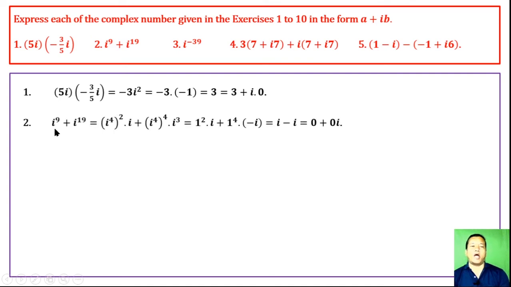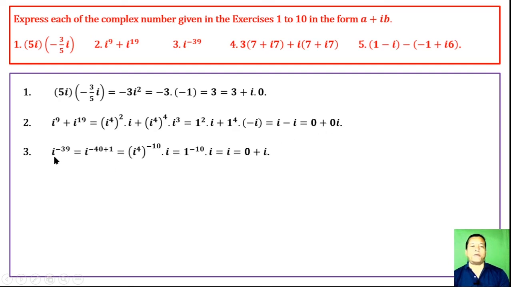For Roman number 2, i power 9 plus i power 19. Express i power 9 in terms of i power 4: i power 4 whole square into i, plus i power 19 is i power 4 whole to the power 4 into i cube. i power 4 is 1, whose square is 1, into i; i power 4 is 1, whose power 4 is 1, into minus i cube, which is minus i. We get i minus i, which is 0, which can be put in the form of 0 plus 0i.